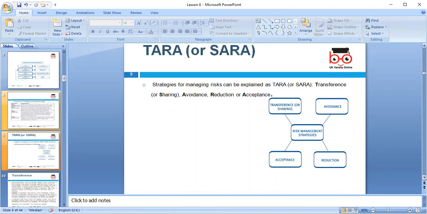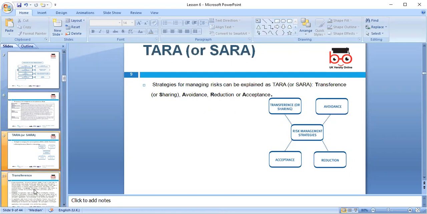When you get insurance, it means you transfer risk to the insurance company. Avoiding risk means that if you don't do anything, you're avoiding the risk. With acceptance, you have to make sure the risk is at an acceptable level. With risk reduction, we can make a strategy to reduce the risk.